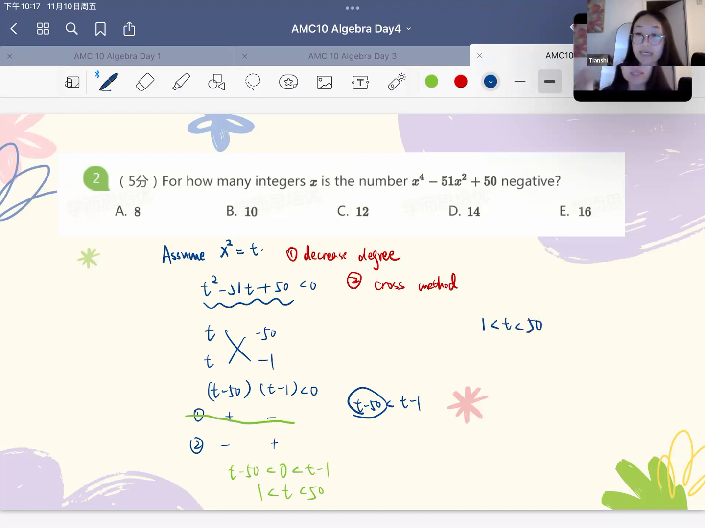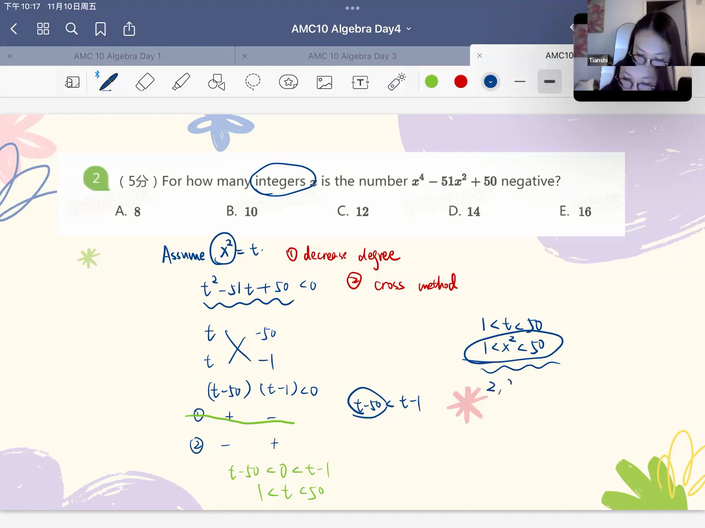Now we want to think about the range for x. Since x squared equals t, we have 1 is smaller than x squared, which is smaller than 50. We want to calculate for how many integers x this holds. The positive integers range from 2, 3, 4, 5, 6, and 7. It cannot be greater than 7 because 8 squared is 64, which does not meet the requirement. And x squared has to be larger than 1, not equal to 1. So x can only be 2, 3, 4, 5, 6, and 7.